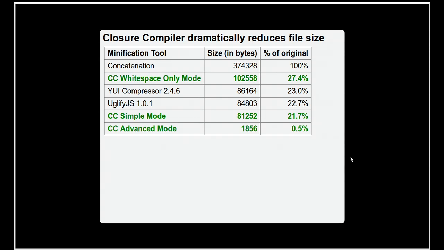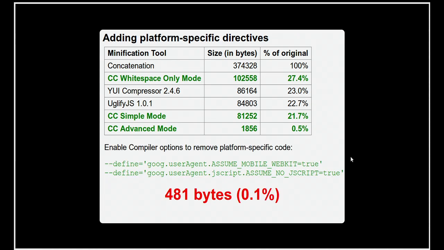This is obviously a much better way to let a tool do this for you than do this type of thing by hand. And even to go one step further, you can enable options to eliminate platform-specific code. So if you have these special defines, these special options passed to the compiler, you can say, assume that it's mobile WebKit, and also assume it's not JScript, which is the engine in Internet Explorer. And in this particular example, this won't be true for all examples, but it gets the whole program down to 481 bytes, which is basically nothing. And this is all being done for you as opposed to you trying to reorganize your code and optimize it by hand in order to get the same result.